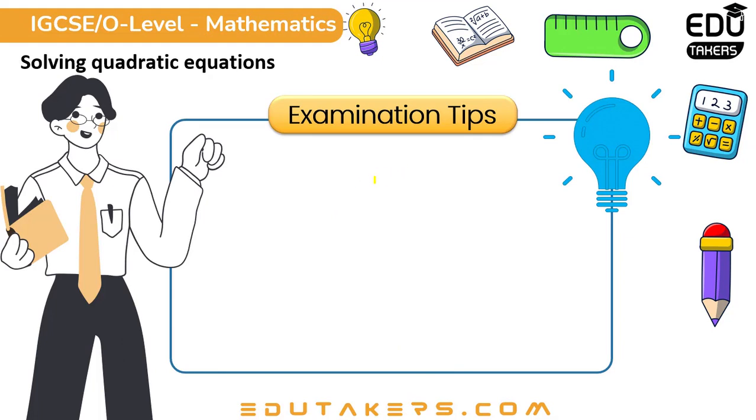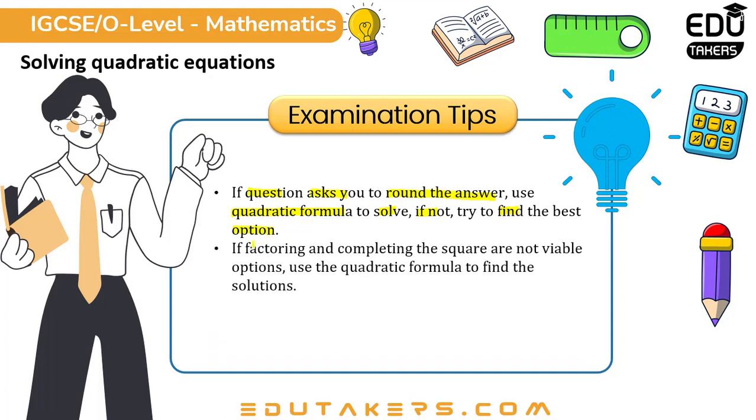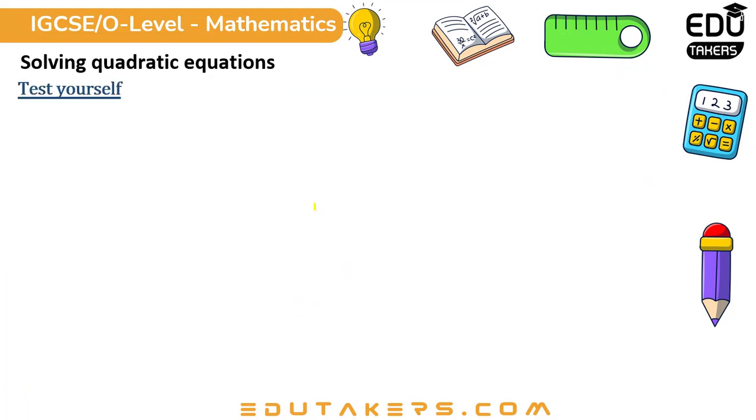Examination tips. If the question asks you to round the answer, use the quadratic formula to solve. If not, try to find the best option. If factoring and completing the square are not viable options, use the quadratic formula to find the solutions. Remember to plug in the values of a, b and c correctly and never get confused with negative values.